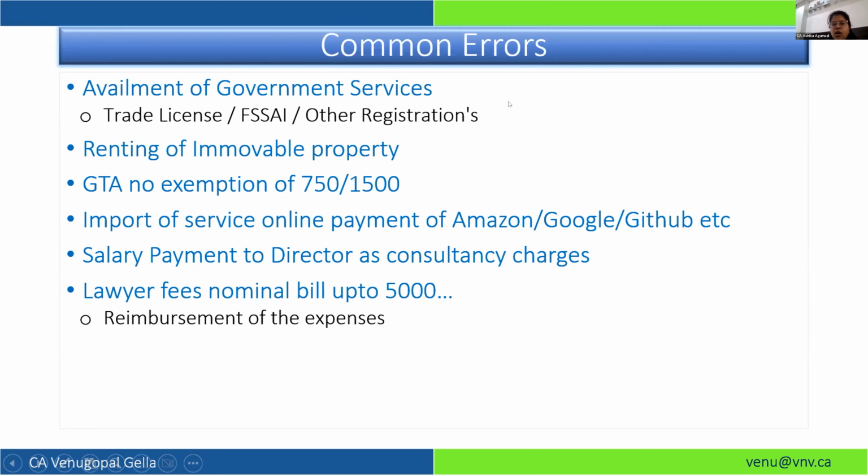Now, these are the common errors. These are basically the issues which people face or forget to take care of under RCM. So we highlighted a few points. Availment of government service: like I said, people generally miss which are the government services on which they are liable to pay tax, like trade license. Now, trade license is very common. Most company entities will have that trade license.